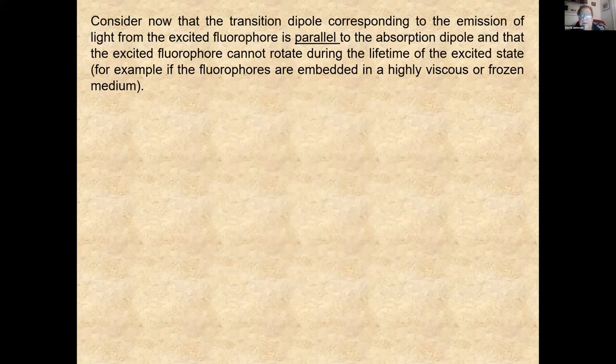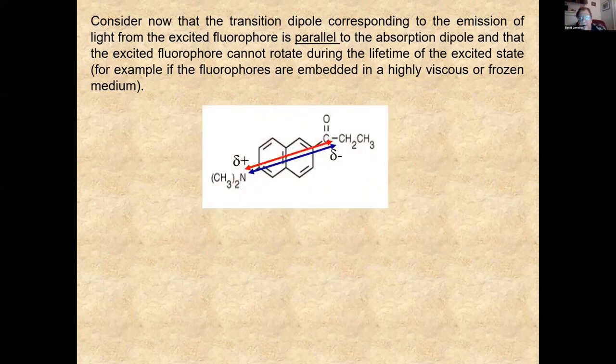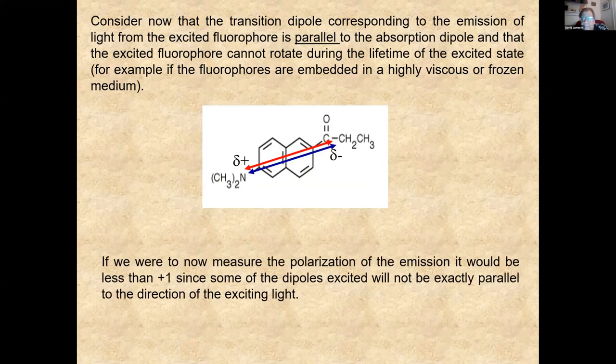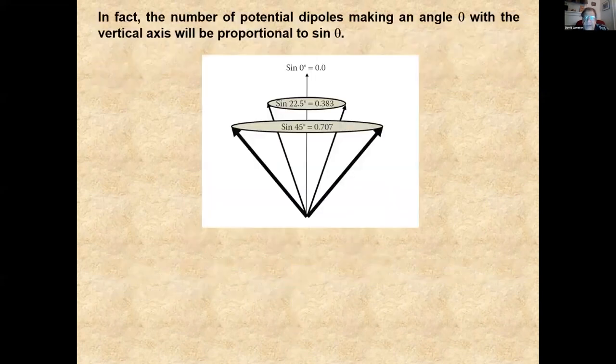Okay. Now, let's consider first that the transition dipole for the emission is parallel to the absorption dipole. So I'm showing it here where blue is the absorption dipole, and then the emission dipole, when the dipole collapses and light is emitted, that has a directionality also. And let's think first, it's parallel to that. And also we assume this molecule can't rotate during the excited state. We've frozen it somehow. Well, then, if we were to measure this, we won't get 1.0 for the emission because some of the dipoles are not exactly parallel to the direction of the exciting light, as we said.